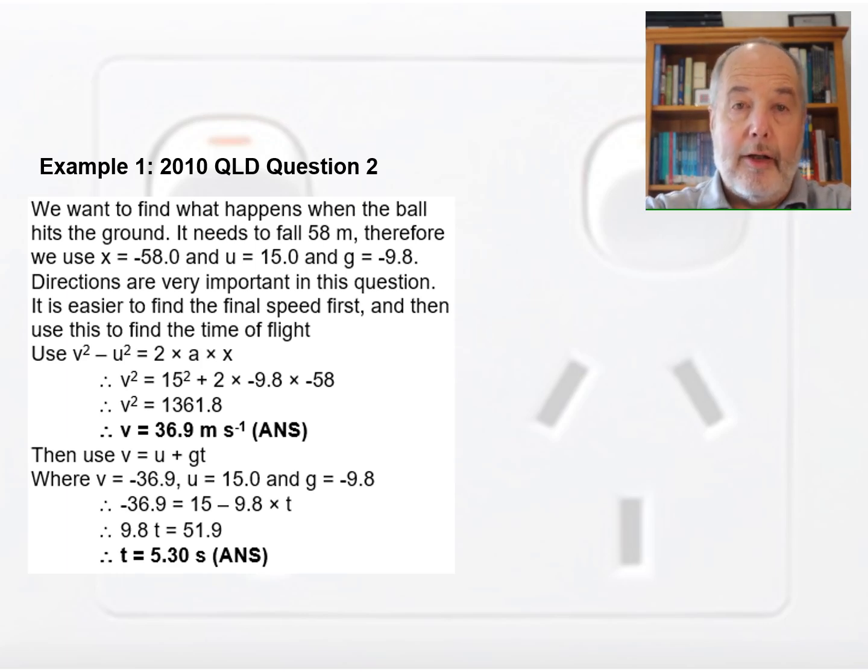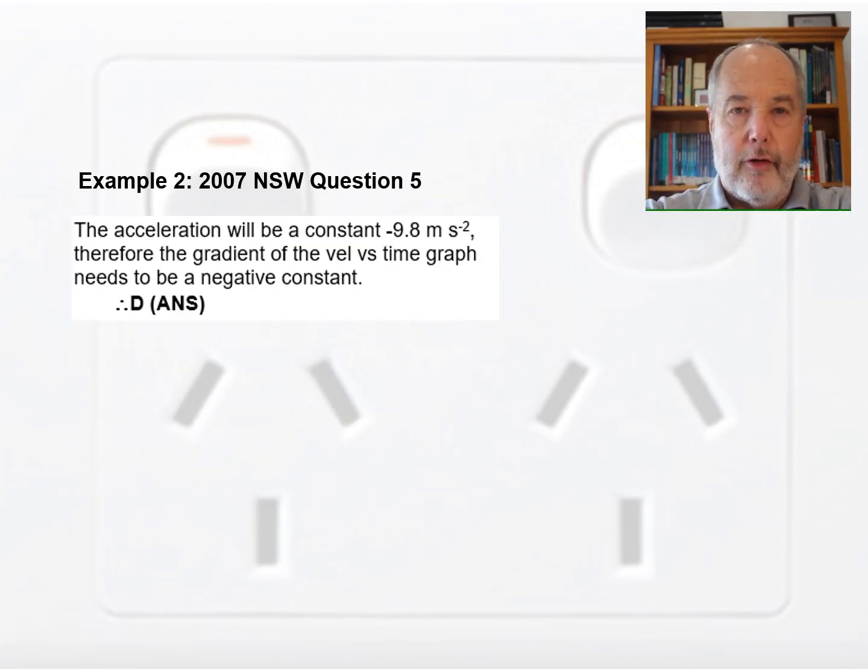We then can put that into v is equal to u plus gt, and we're going to get that it takes 5.30 seconds to land. We know that the velocity of the ball is going to be 0 in the middle of its flight because it comes to rest. We also know that the velocity is initially going to be in one direction and finally in the opposite direction, so the velocity must change from being either positive to negative or negative to positive. We also know that the acceleration due to gravity is going to be constant and negative. Therefore, the answer has to be D.